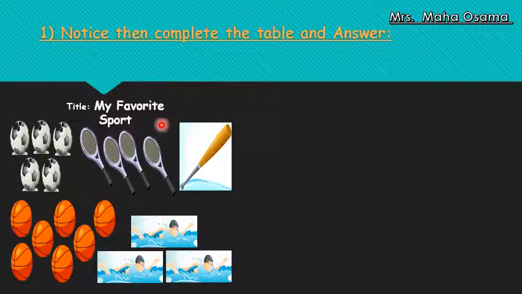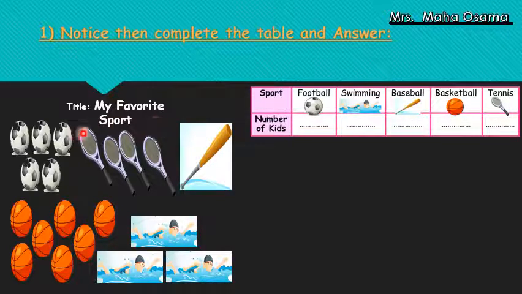Here we have random data, which is my favorite sport, and I want to organize this data inside this table. How can we do this? Do you remember? I want to complete this table. First, we have football, and I want to know how many kids like football, so I will count 1, 2, 3, 4, 5. So the answer will be 5.